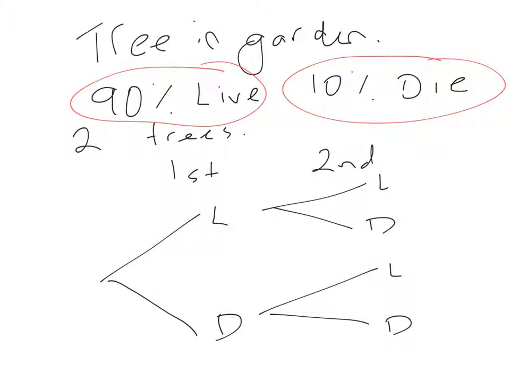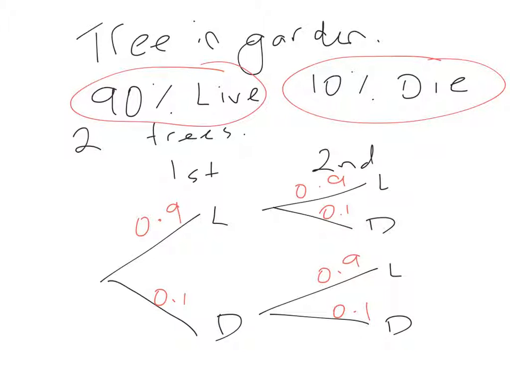So we might just make those decimals because that makes it a little bit easier. So we'll say 0.9 chance to live, 0.1 chance to die. Now, all our trees, we treat them the same. We're equal in our care. So every live branch gets a 0.9 and every die branch gets a 0.1.